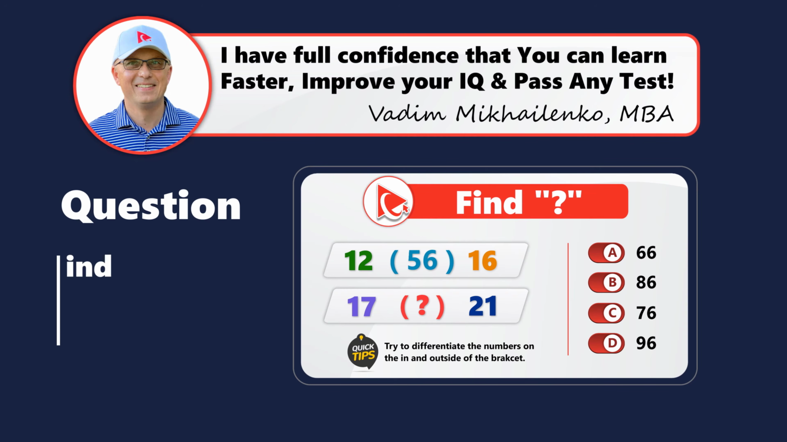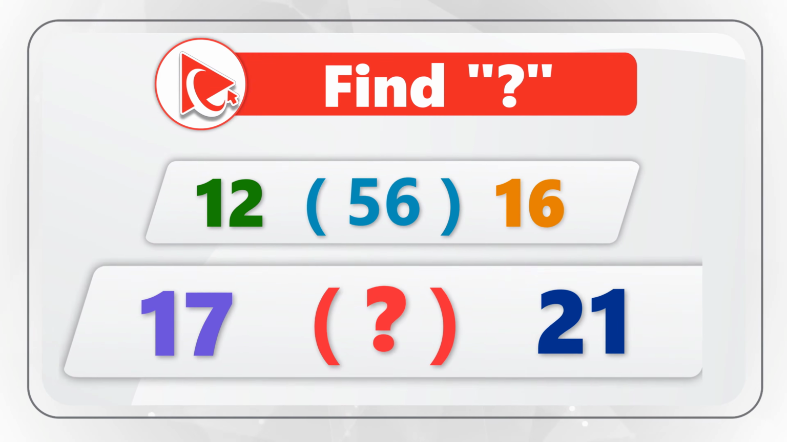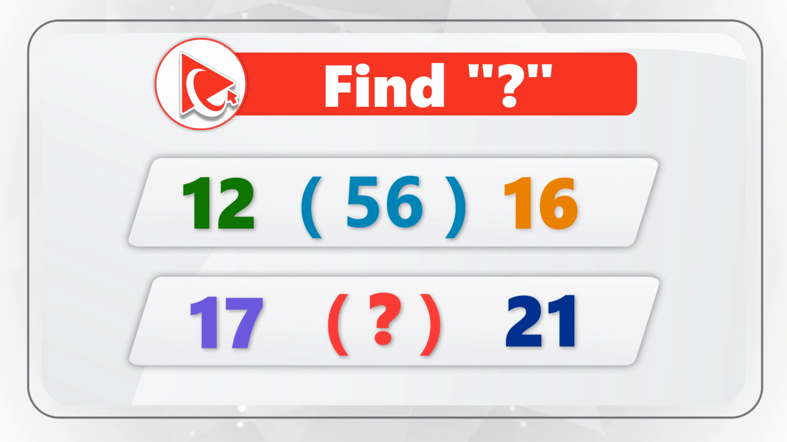Some problems really make you think, and this is one of those challenges. You need to calculate the missing number, and you're presented with 2 rows of numbers. The first row contains numbers 12 and 16 on the outside, and on the inside you have number 56 in the brackets. The second row contains numbers 17 and 21 on the outside, and then comes the missing number in the middle in the brackets.